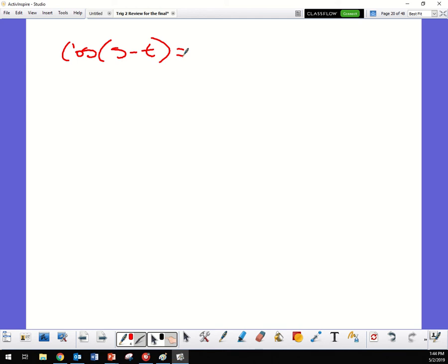This is important because if you screw it up, the answer is wrong. So the formula is going to be cosine s cosine t, and what symbol goes here? Plus. Then sine s sine t. Now let's fill in the information from the previous problem.